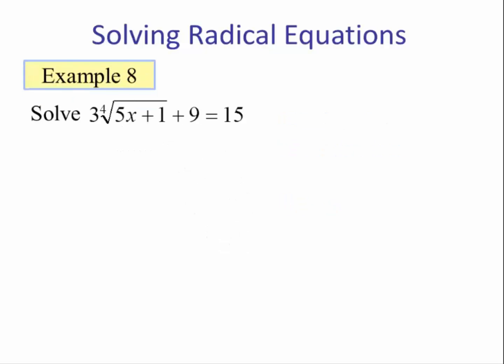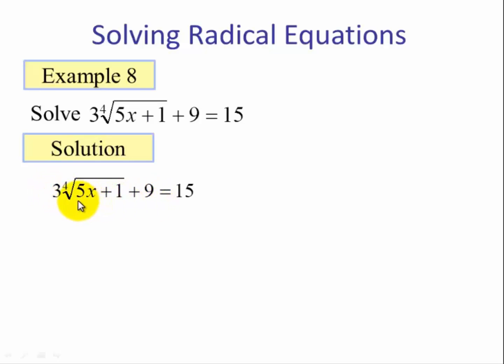Let's do another example. Example 8. Solve 3 times the fourth root of 5x plus 1, plus 9, equals 15. Solution. Again, when we're solving equations, we want to follow the order of operations in reverse. So if we knew what the value of x was, we would multiply by 5, add 1, take the fourth root of that number, multiply by 3, and then last add 9.